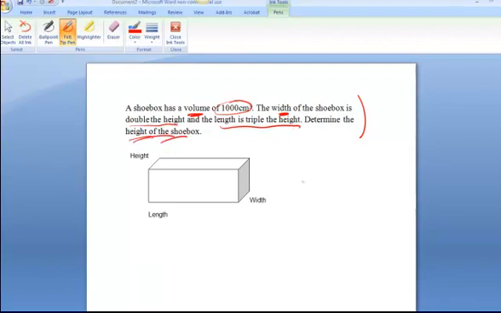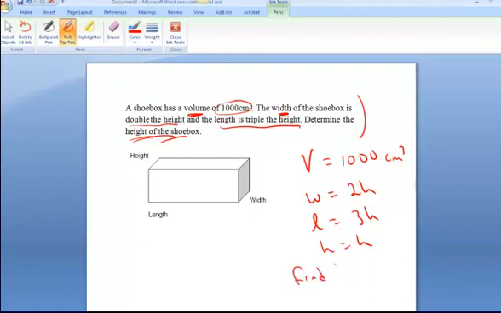All right, so I like to write down what you know, what you don't know, and what you need to know, I call it. So the volume is 1,000 centimeters cubed. The width is equal to 2 times the height. What else do we know? The length is equal to 3 times the height. The height's just the height, I guess. And we want to find the height.